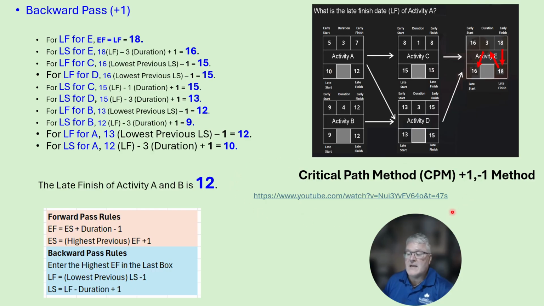Now, I've provided a link here, and it also gives another example of how to do the critical path plus 1 minus 1 method. So make sure you look at it. It'll help you understand it better. And the only way to get good at this is make up your own and then follow the rules, and you'll get good at it, and you'll learn how to memorize the rules, and it goes that much faster.